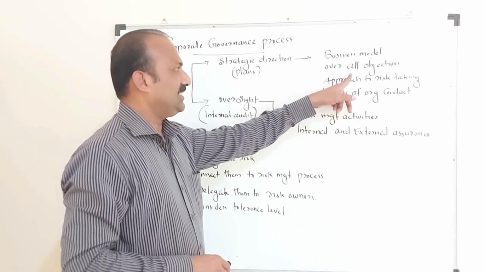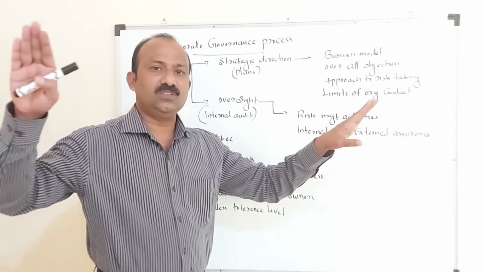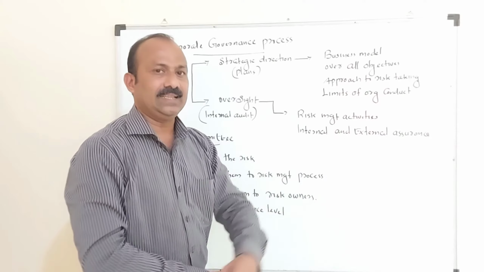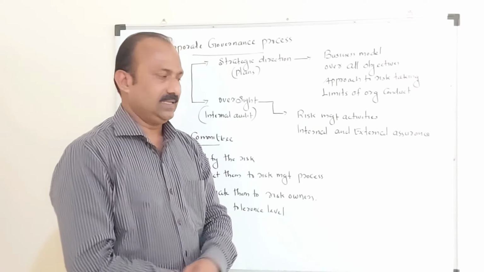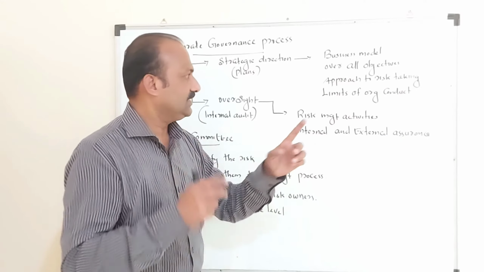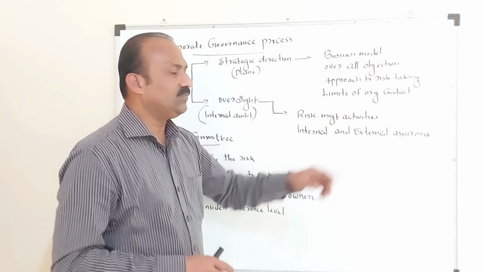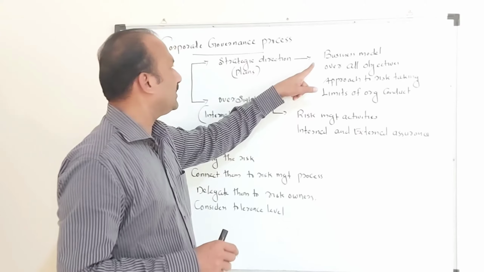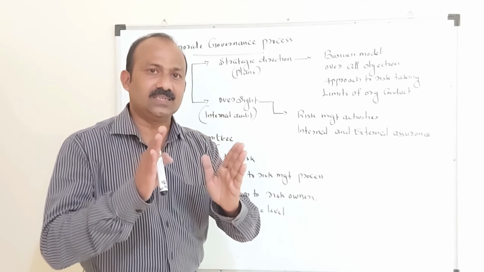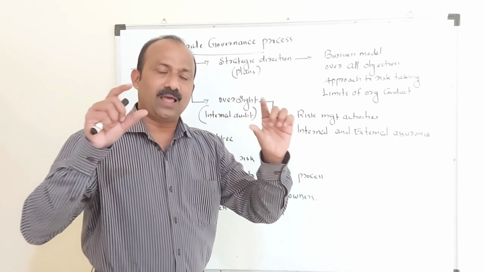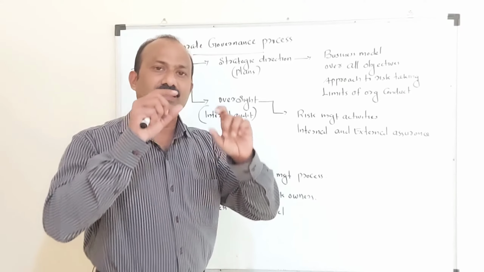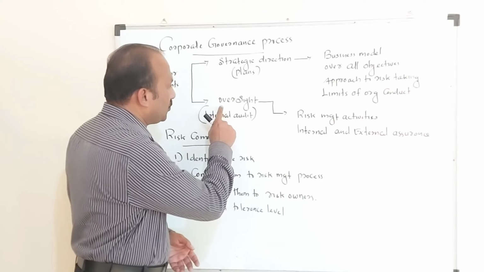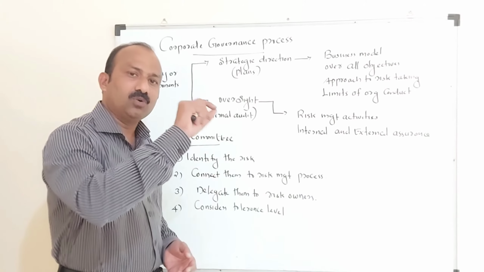We have to set all the objectives of the organization, and our approach to risk taking, risk appetite: how we can take risk, and what the limits of organizational conduct will be. So these are the activities of the strategic direction. Strategic plans need to be implemented in the strategic direction stage. The second one is oversight, meaning overseeing.